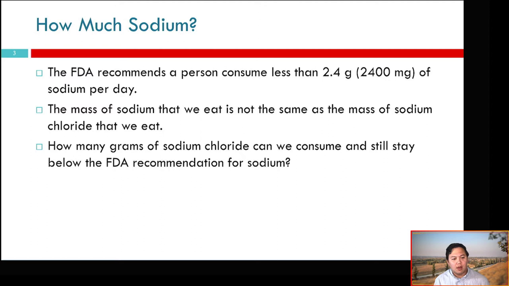Actually, we'll get to that in a second. But the mass of sodium that we eat isn't the same as the mass of sodium chloride, right? Because this dietary recommendation is for sodium, Na. And when we eat table salt, it's sodium chloride. There are other ways that you can get sodium as well. It's not all sodium chloride, but most of it is. So, how many grams of sodium chloride can we consume and still stay below the FDA recommendation for sodium? That's the question that we'll be answering.